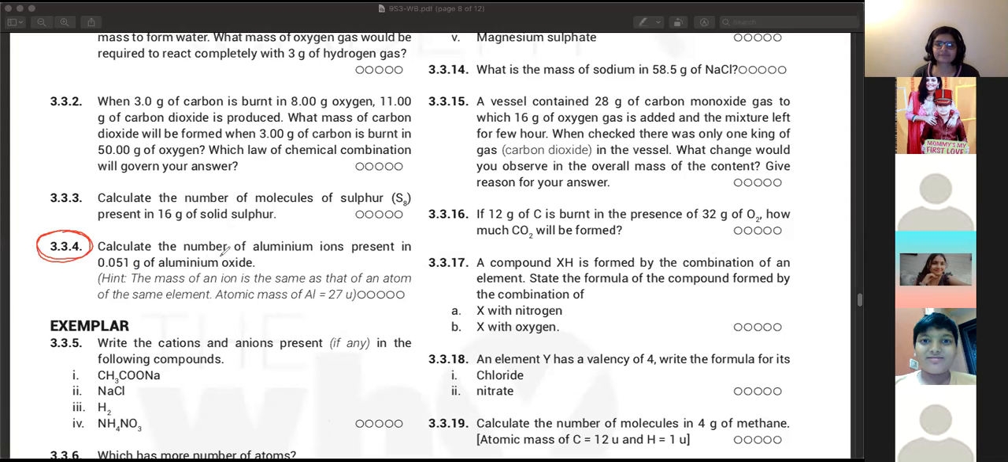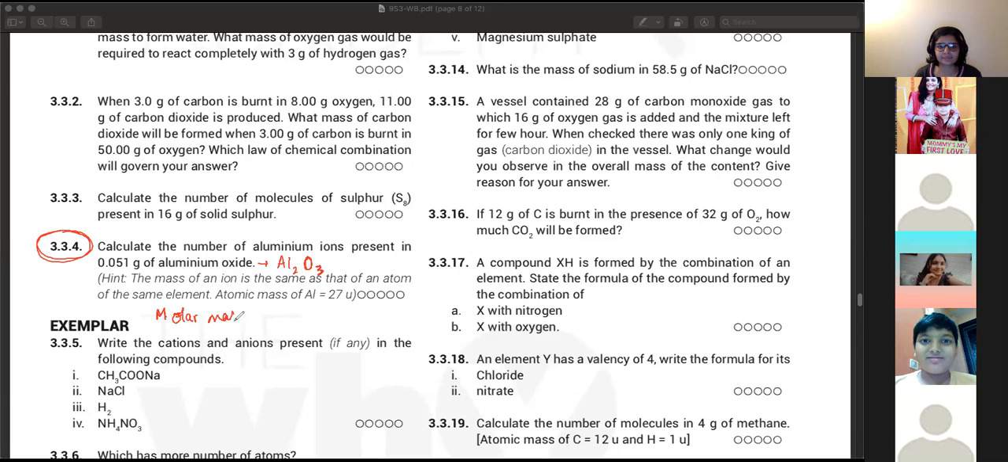Yes, ma'am. First we'll find the mass of Al2O3. The formula of aluminium oxide is Al2O3. Now, ma'am, if we find the mass, it will be 102 grams. Molar mass you found out. Yes, ma'am. Molar mass is 102 grams.